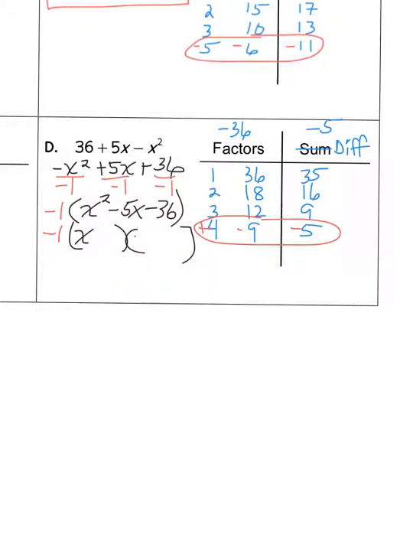The x squared becomes x and x. And then you're going to put in your +4 and your -9. And that should now work. So there's your final answer.